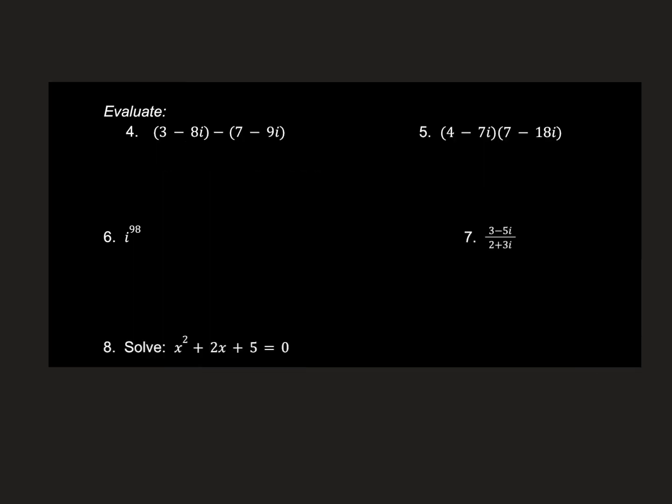Number 4, straight up subtraction. I'm going to subtract the real parts, 3 minus 7, that's -4. I'm going to subtract the imaginary parts, -8i minus -9i, which is really plus 9i, which is just plus i. Didn't do any work there, I hope it's okay.